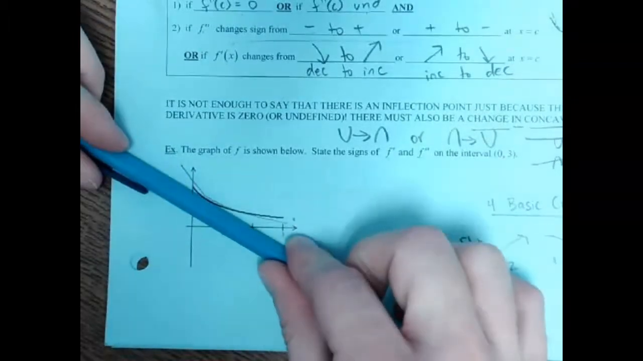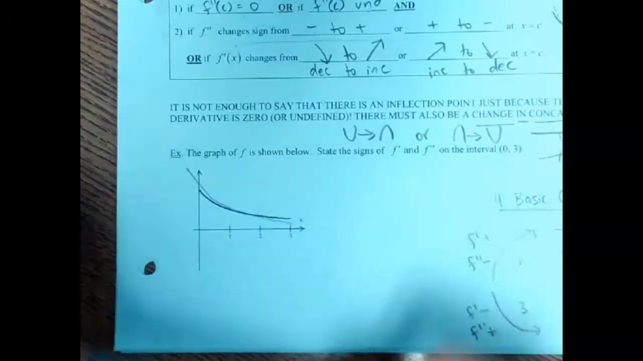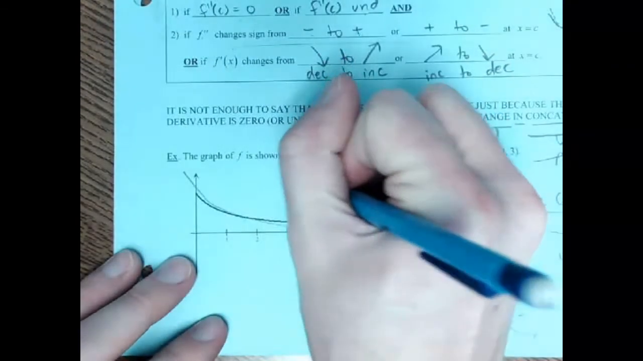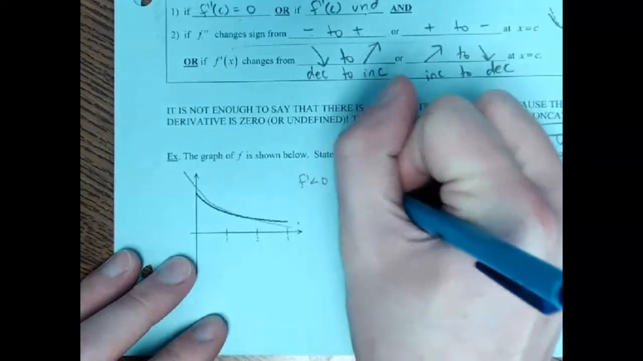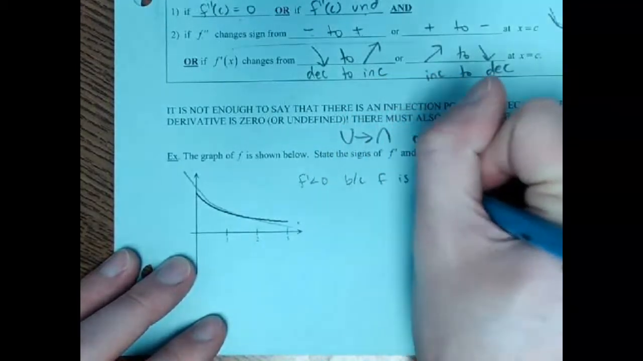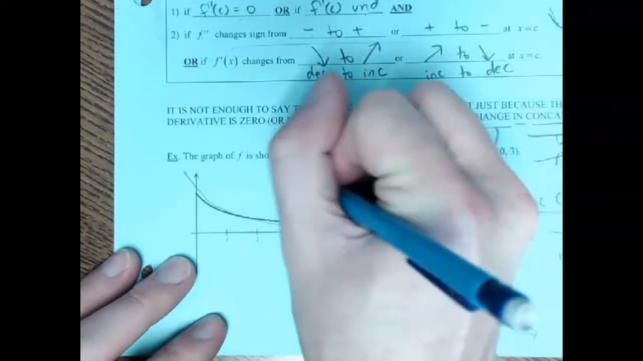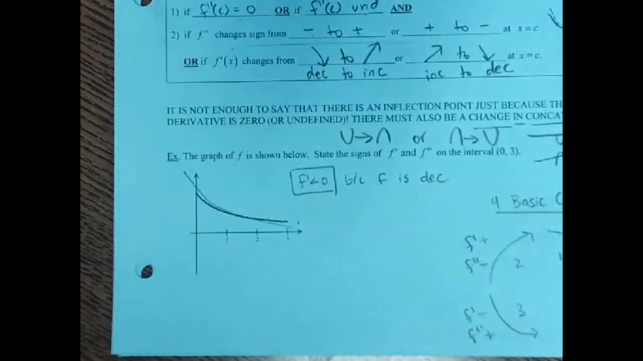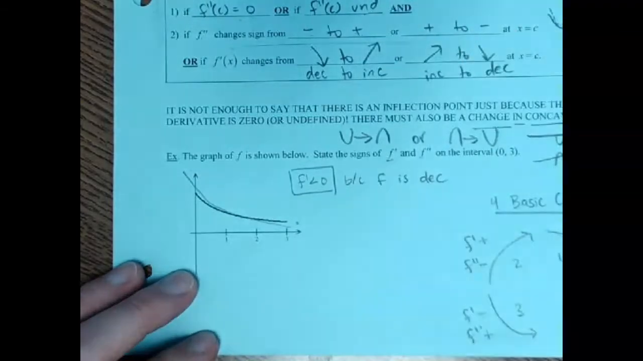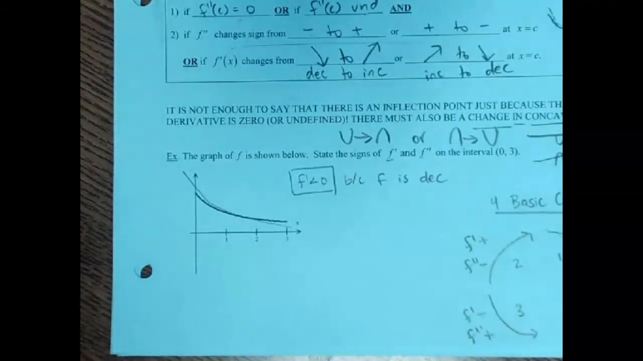If you were to think about any specific tangent line, all of those tangent lines have negative slopes. So here your first derivative is less than 0 because f is decreasing. Okay, so we got that one. There's a minus. And then we're going to see, okay, is it concave up or is it concave down?